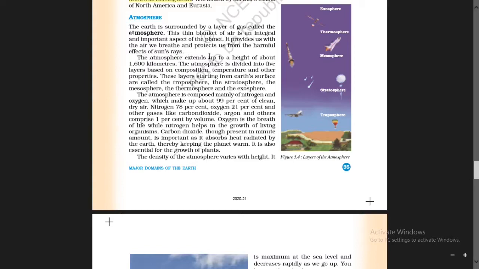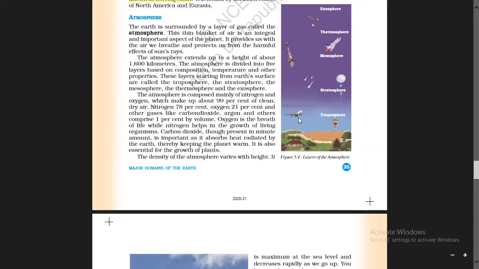The atmosphere extends up to a height of about 1600 kilometers. The atmosphere is divided into 5 layers based on composition, temperature, and other properties. These layers, starting from Earth's surface, are called the troposphere, the stratosphere, the mesosphere, the thermosphere, and the exosphere.